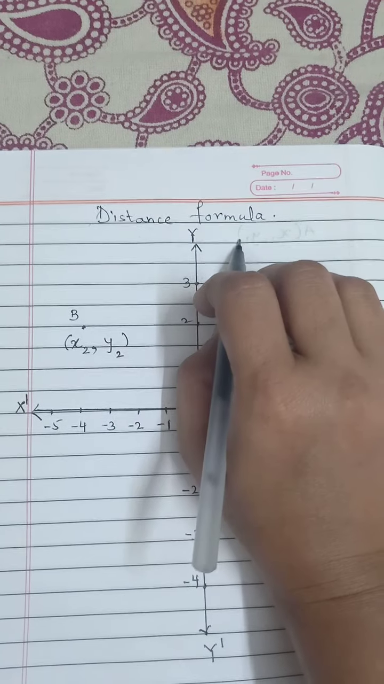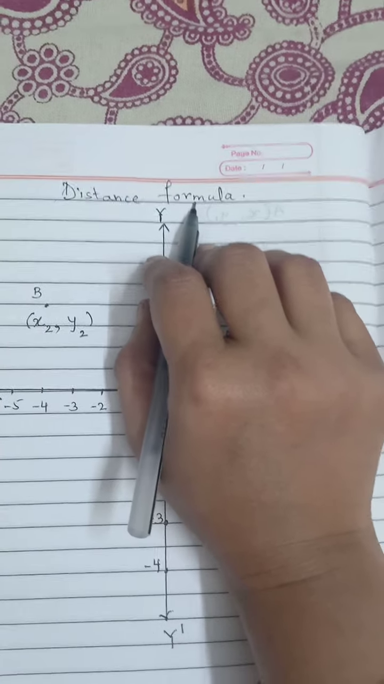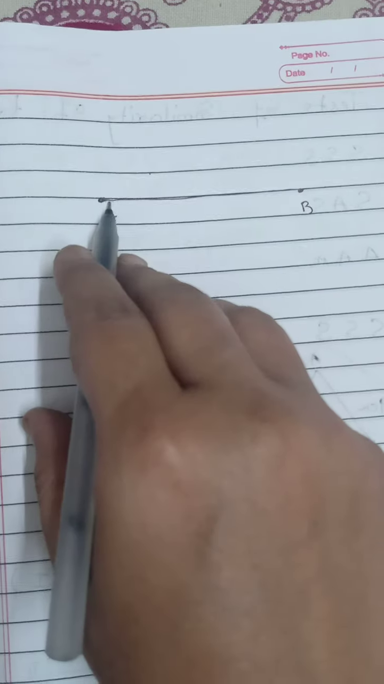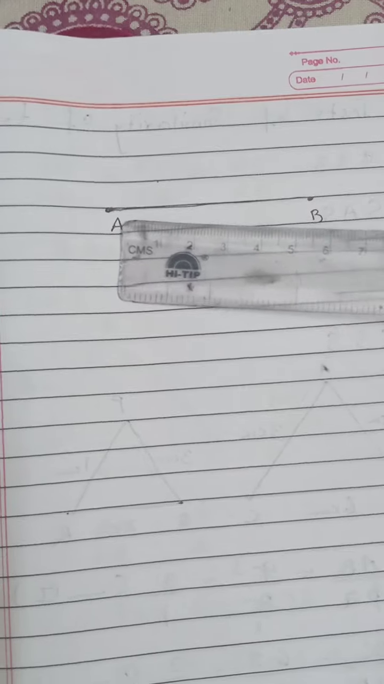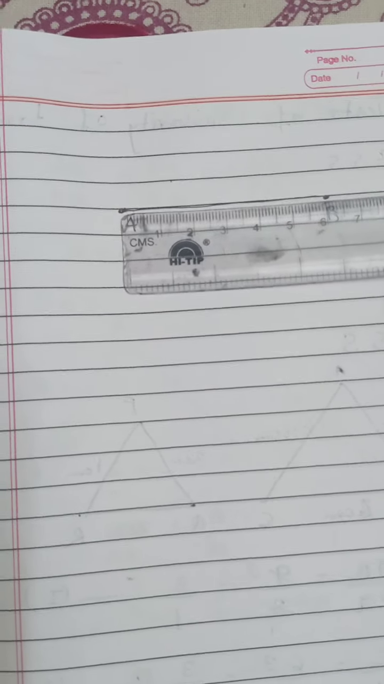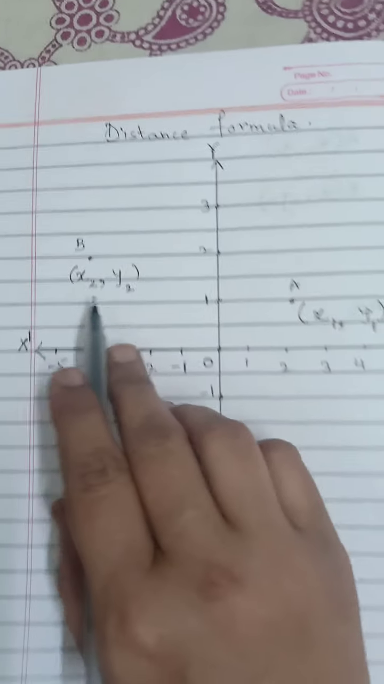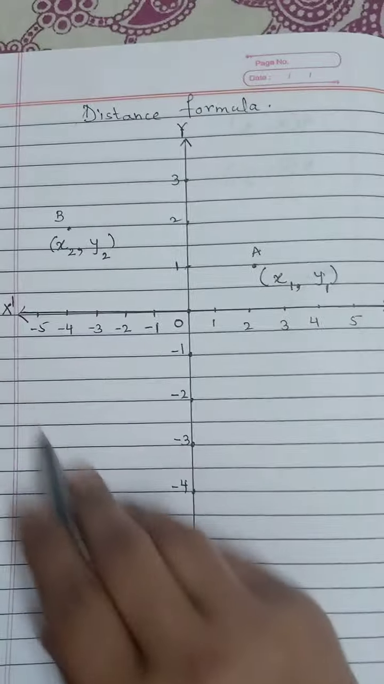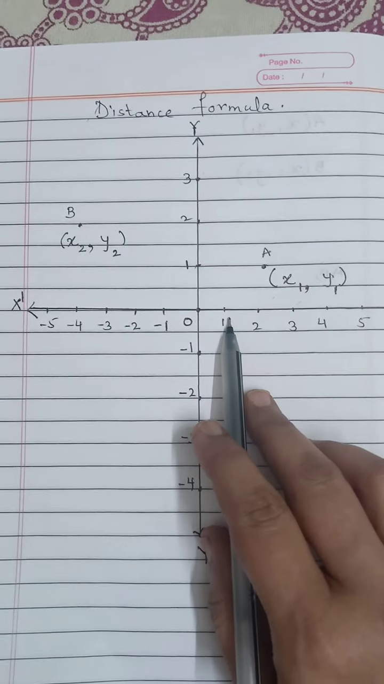Now the distance formula is used for finding the distance between any 2 points. See here, if we have any 2 points A and B on a paper, and we want to find the distance between them, we can easily measure it using a scale. The length of the segment is nothing but the distance between these 2 points. But when the points A and B are in the coordinate system, that means in the graph, then how to find the distance between these 2 points, we are going to see.